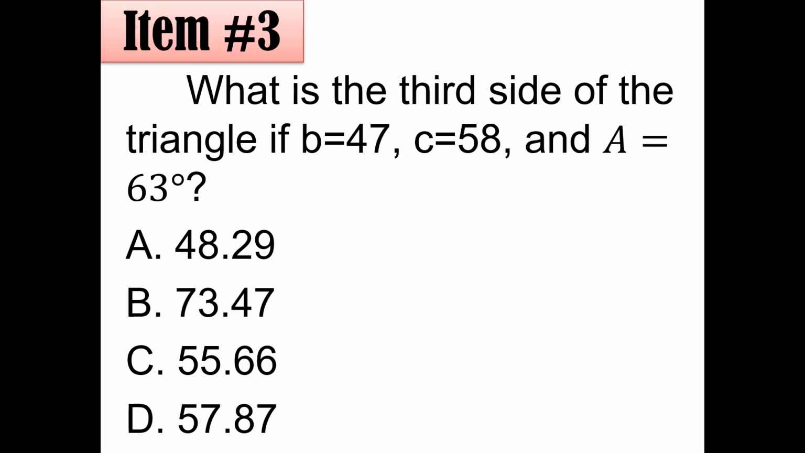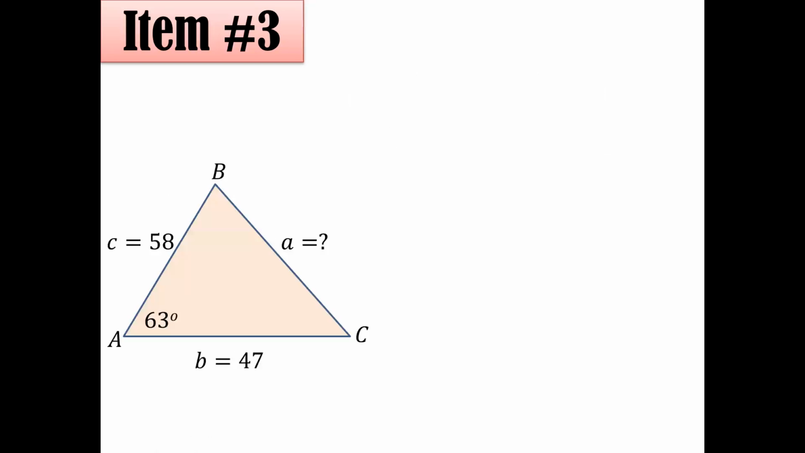Okay, may sumagot ata ng letter C. How about the others po? Aha. Letter C rin daw. Actually, ito po yung itsura niya. So, side A is opposite angle A. Side C is opposite angle C. Side B is opposite angle B. And you could see po, ito po yung hinahanap natin. Yung side BC, which has small letter A as variable.